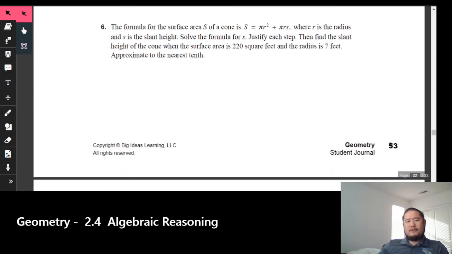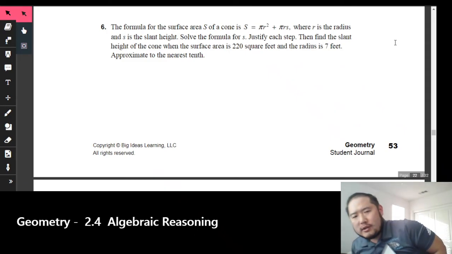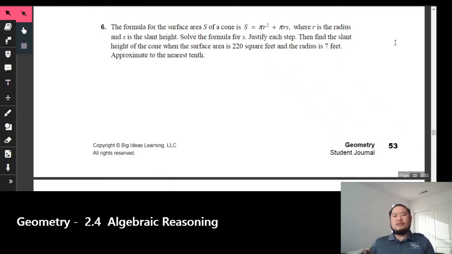The formula for surface area S of a cone. Something that we're going to look at in second semester a lot more are surface areas of cones. And then it says where R is the radius and S is the slant height. We want to solve the formula for S and justify each step. All right. And we're not talking about the uppercase S, we are talking about the lowercase s.